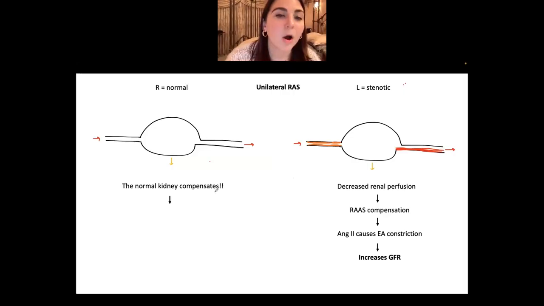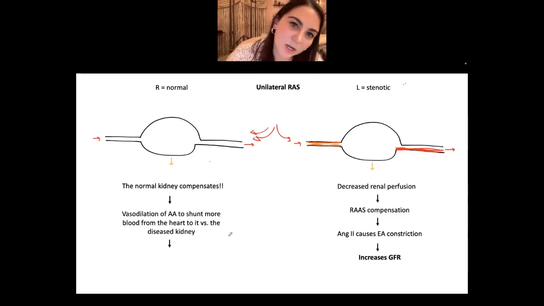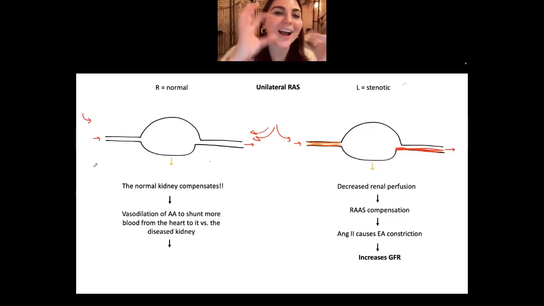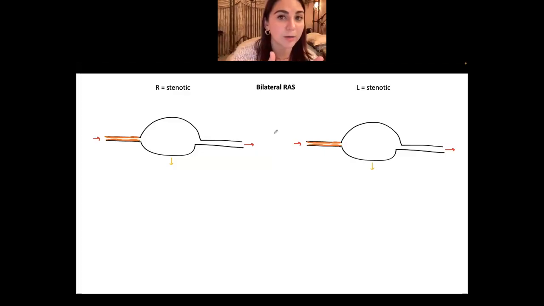Also, at the same time, the normal kidney compensates. Remember, we talked about how that's why you only need one kidney, because one can do the work of two. If the stenotic kidney is getting less blood, the normal kidney is going to get even more blood. The afferent arteriole is going to vasodilate to shunt more blood from the heart to it versus to the stenotic kidney, and that's also going to increase GFR. So you have these two mechanisms playing with unilateral renal artery stenosis to keep GFR consistent, which is good.